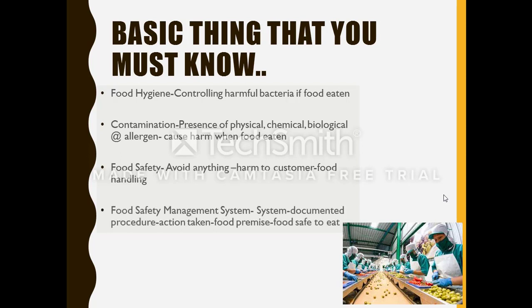And what is a food safety management system? Okay, this is a system which consists of documented procedures that outline the actions that need to be taken by the premises or by the responsible person in order to ensure the food handled is safe to eat.